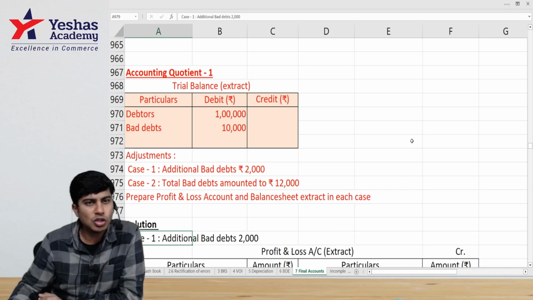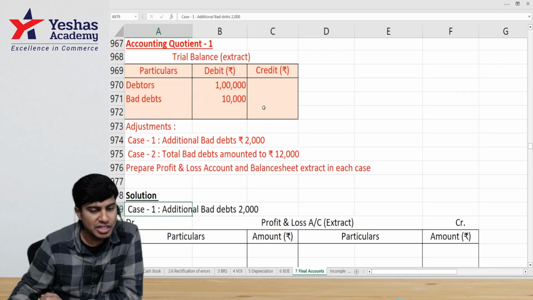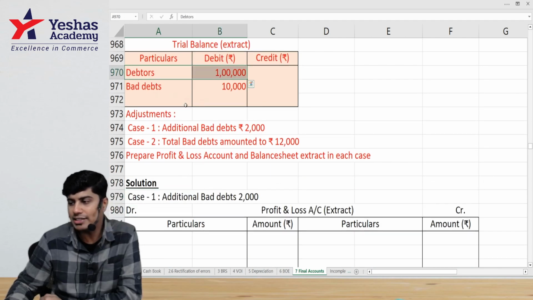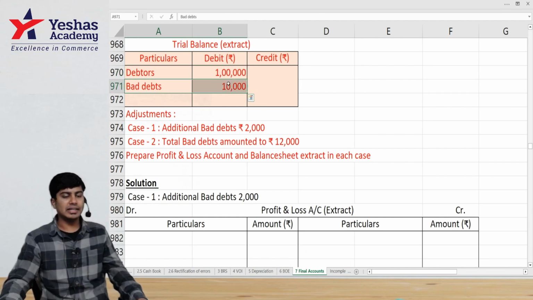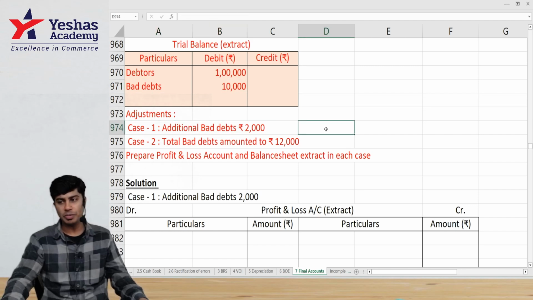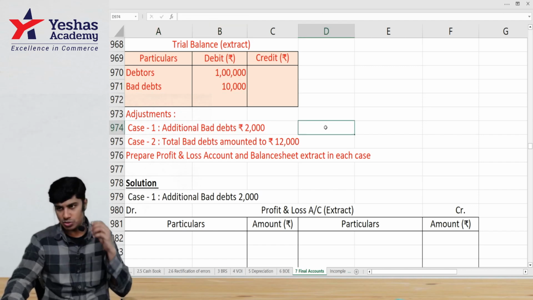Let's do some questions on bad debt and provision based treatment with regard to debtors. Let's begin with this one. We have debtors of rupees 1 lakh. We have bad debts of 10,000. And the adjustments, case 1 says that there is additional bad debts of rupees 2,000. Let's start with case 1.